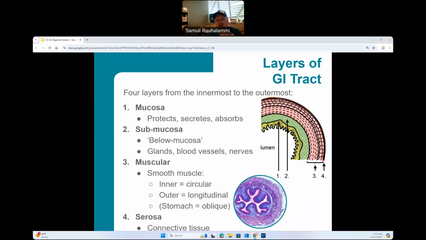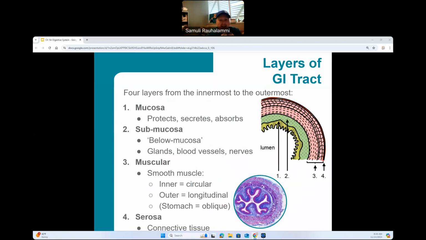The 4 layers at all parts of the digestive tract, which is one continuous tube, are going to be on the screen, and we're going to go through them from the innermost, so from the inside of the tube, and then work our way out through those wall layers. The innermost layer is known as mucosa.